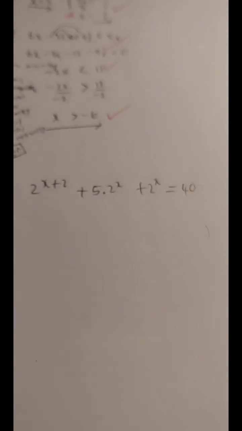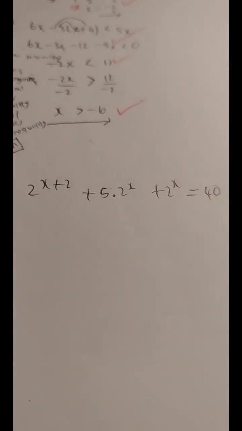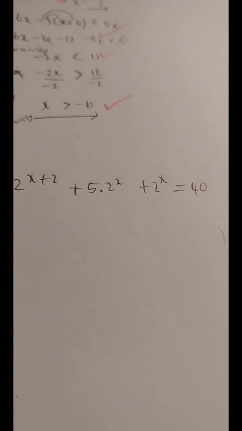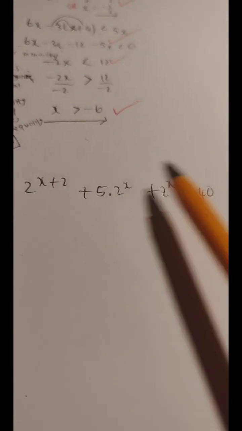Okay, let's look at another question here. 2 to the power x plus 2, plus 5 times 2 to the power x, plus 2 to the power x is equal to 40. Look at this question. Look at the expression on the left before the equal sign. How many terms do you see?